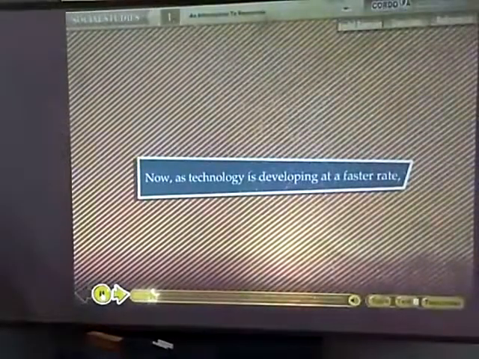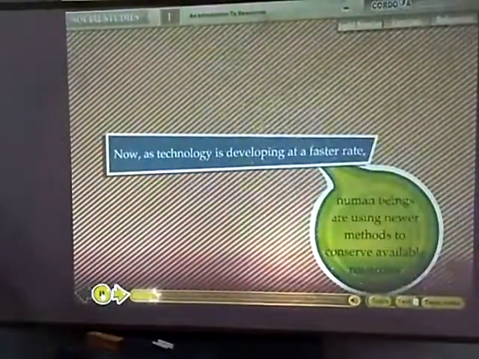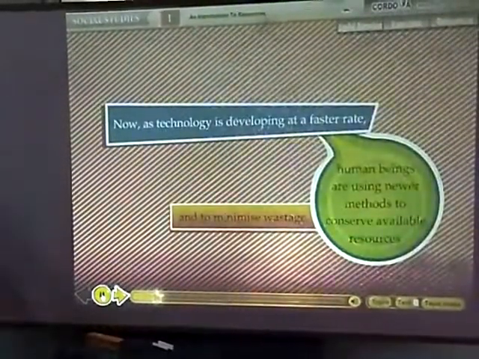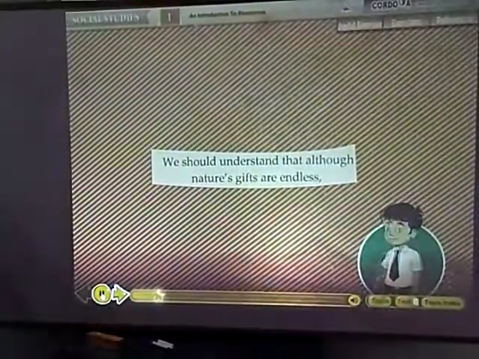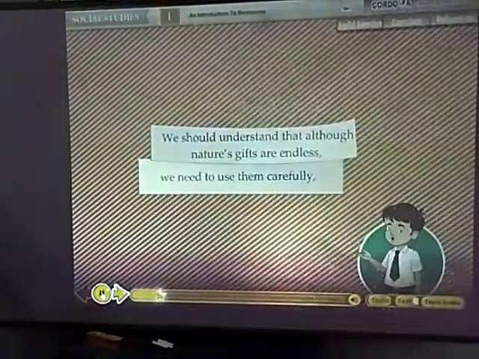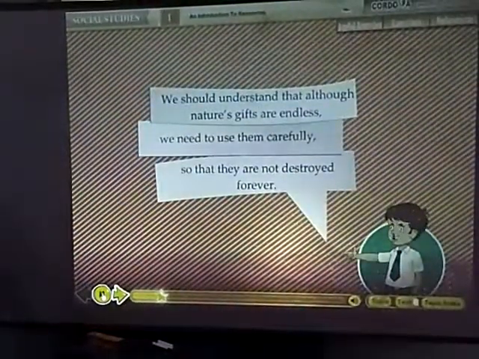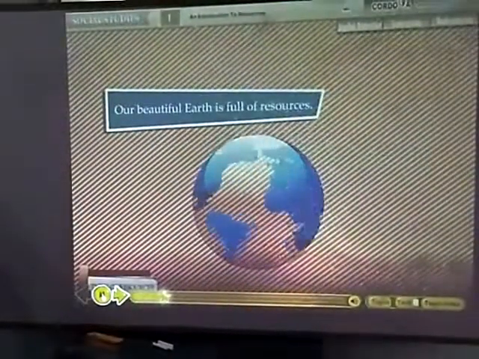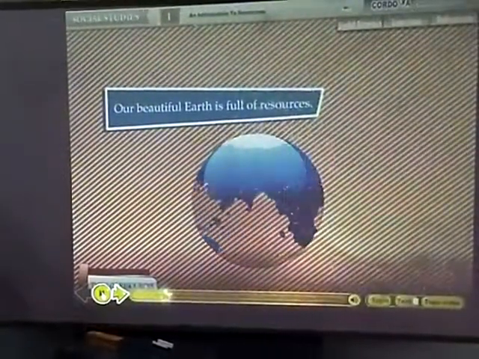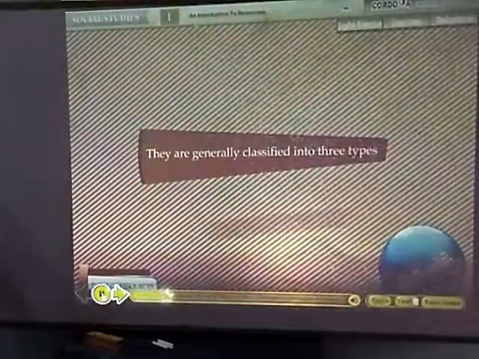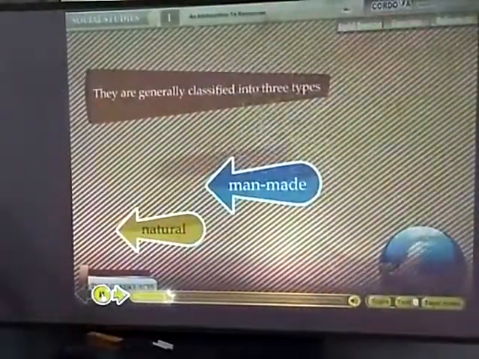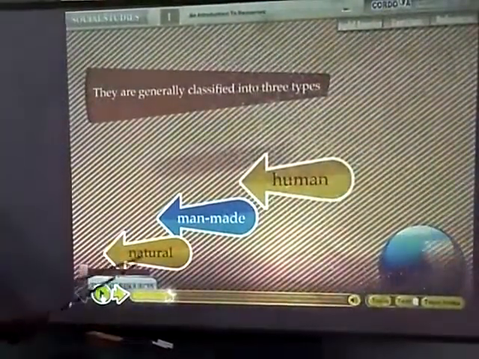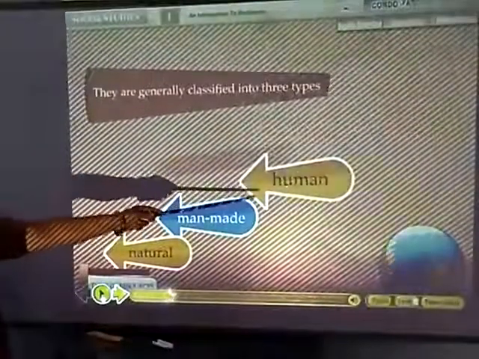Now, as technology is developing at a faster rate, human beings are using newer methods to conserve available resources and to minimize wastage. We should understand that although nature's gifts are endless, we need to use them carefully so that they are not destroyed forever. Types of resources. Our beautiful earth is full of resources. They are generally classified into three types: natural, man-made, and human.